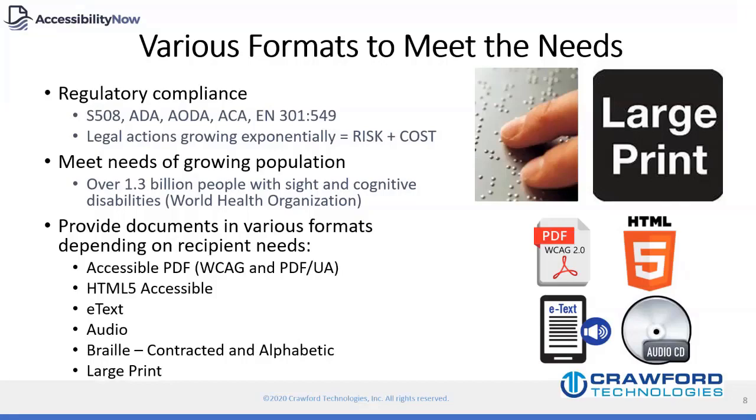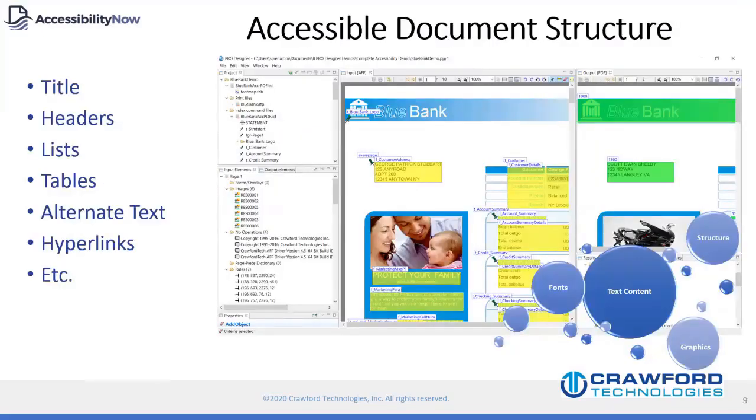One digital format that has been increasing in popularity within the last few years is PDF. And this includes both WCAG and PDF UA. Another is HTML5 accessible, which is adaptable and responsive. At a very high level, let's take a look at the structure of an accessible PDF. And this is a required structure.